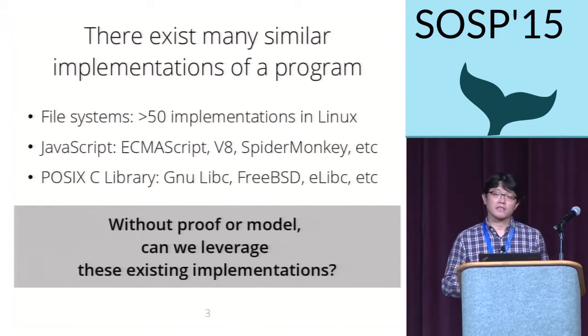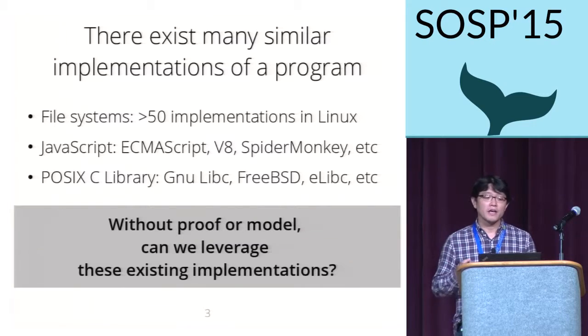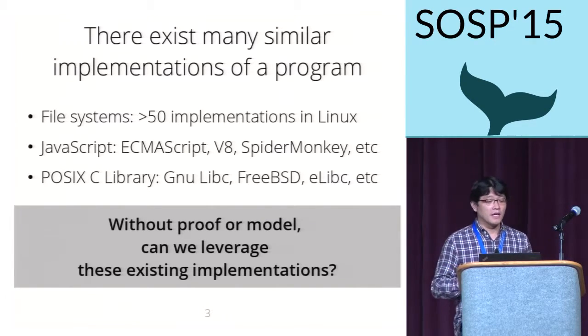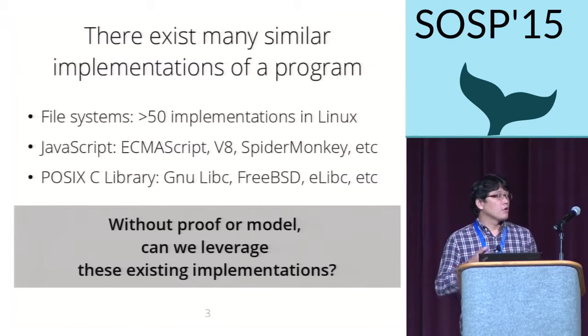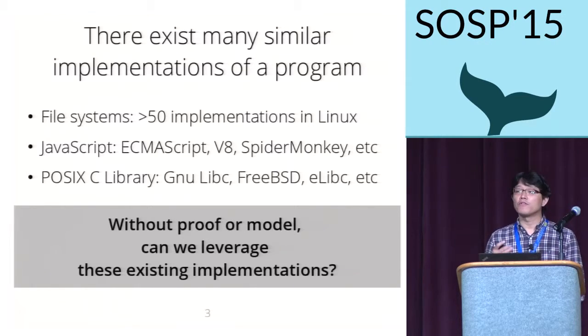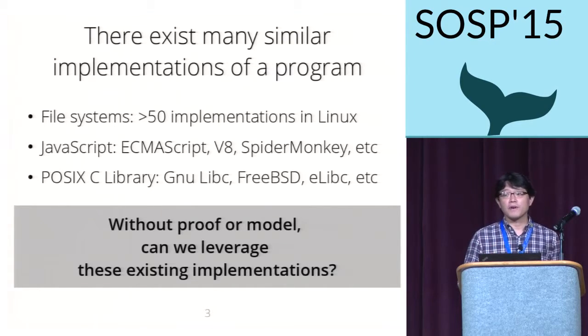One of the interesting things is that there is a lot of existing software that provides very similar or almost the same high-level semantics. For example, we have more than 50 file systems in Linux, and of course, all of them provide the Linux file system semantics. And there are also a bunch of JavaScript engines which all support the ECMAScript specification. So the motivating question of this research is: without providing a proof or model, can you leverage multiple existing software implementations to help find bugs?